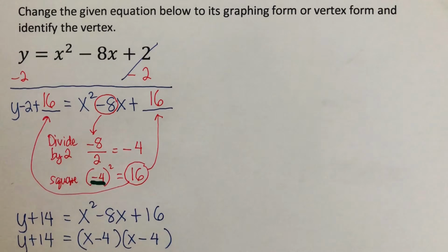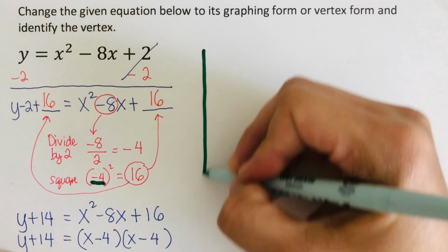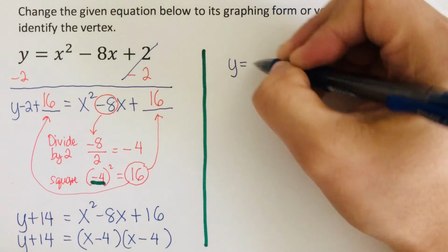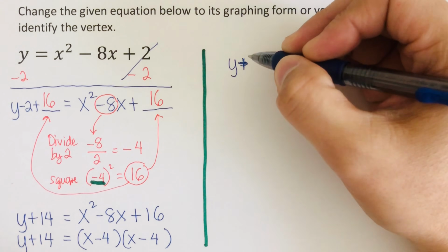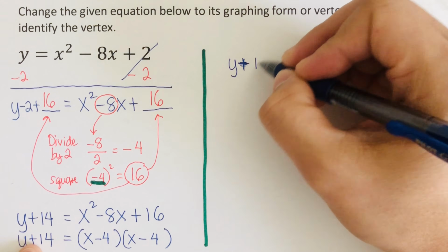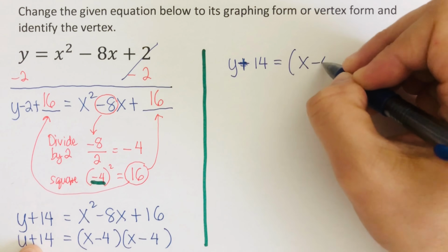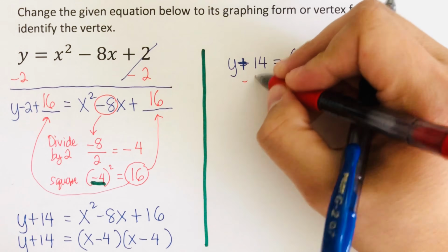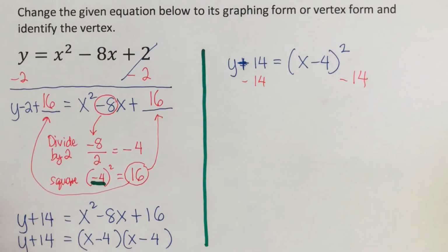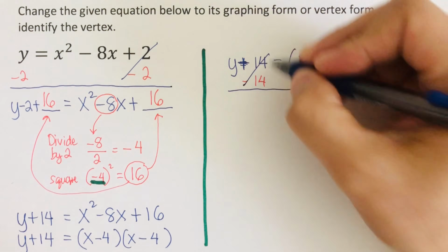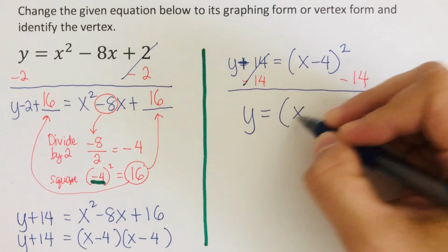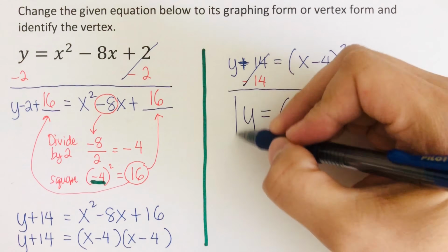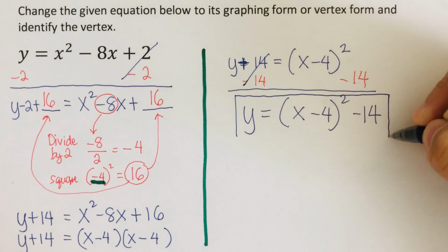So then from here, we can go ahead and simplify this since we have 2 of x minus 4. So then we can go ahead and write y plus 14, so I'm just going to rewrite it. y plus 14 equals x minus 4. There are 2 of them, so I square it. So then from here, we subtract 14, so -14 and -14 from both sides, so we can cross the 14 out. So we're left with y equals x minus 4 squared minus 14. And this is already the graphing form or the vertex form.